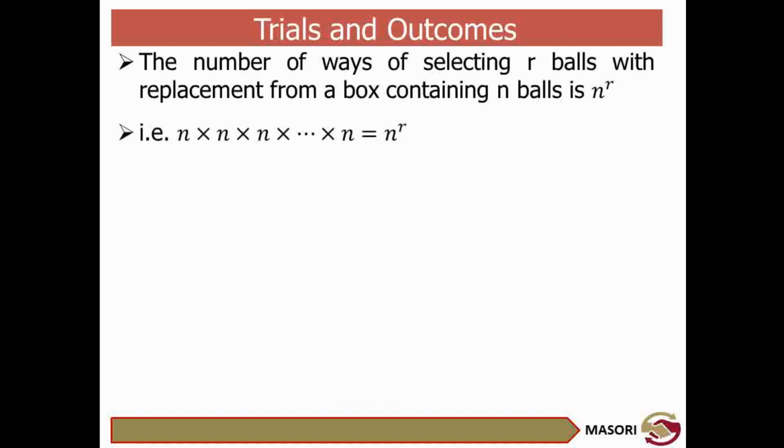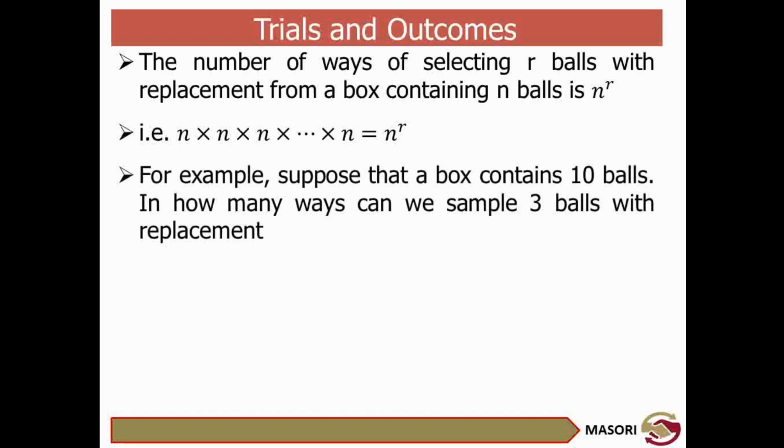That is, our total will be n times n times n and so on, and this will simply be n to the power r, where r is the number of trials or the number of times that you are selecting the balls from the box with replacement. Let's look at another example. Suppose that a box contains 10 balls. In how many ways can we sample 3 balls with replacement?